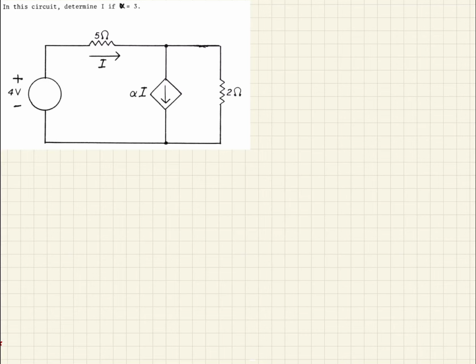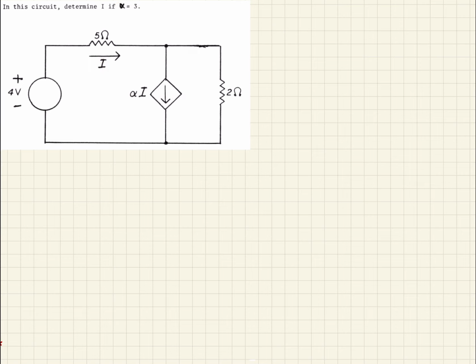So here's an example where we have a simple circuit with a dependent current source. It's located here, and we can see it is a current controlled source. It is just a factor of I, which I is defined as the current going through the 5 ohm resistor. They tell us that the alpha in this case is equal to 3. So that's our multiplier there. And they've asked us to determine what is the value of I. So let's see what we have to do to determine that.